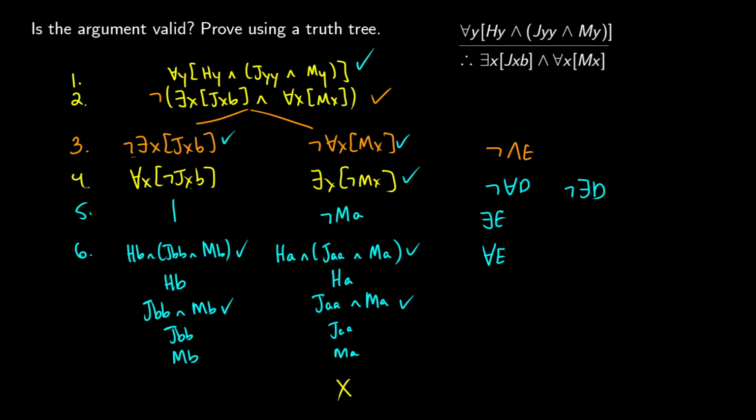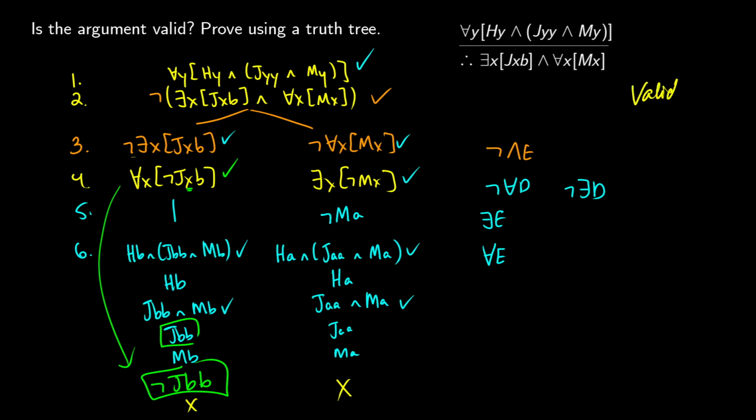So in other words, I need to replace this x with a constant, and I see I have JBB, so I'm going to replace this with the B as well. So I'll get not JBB by doing universal elimination on 4. And now what happens is I get a contradiction with JBB and not JBB, so this closes as well. And now we can say this argument is valid.